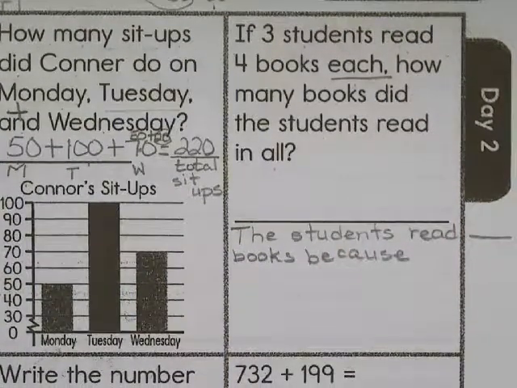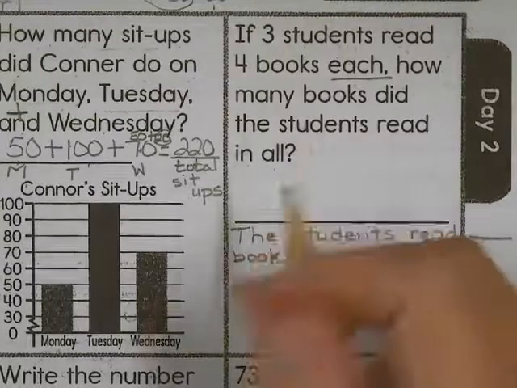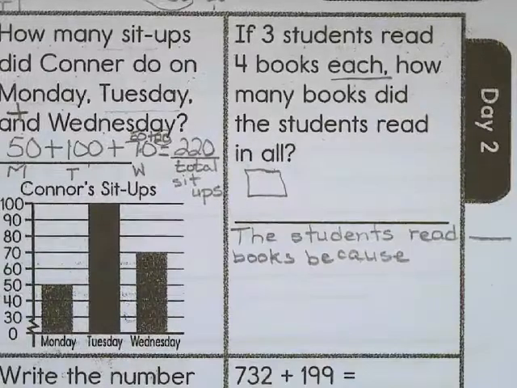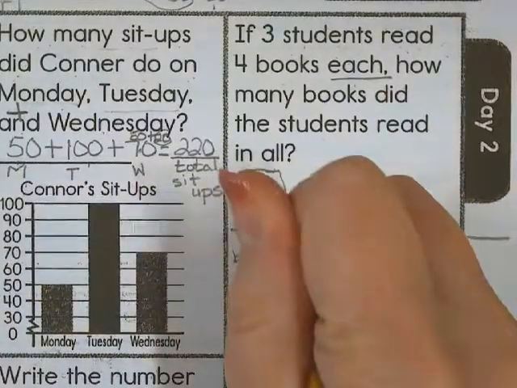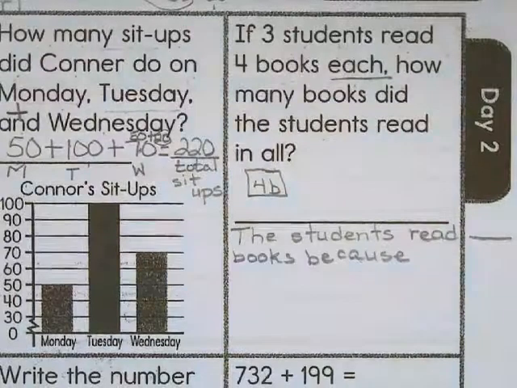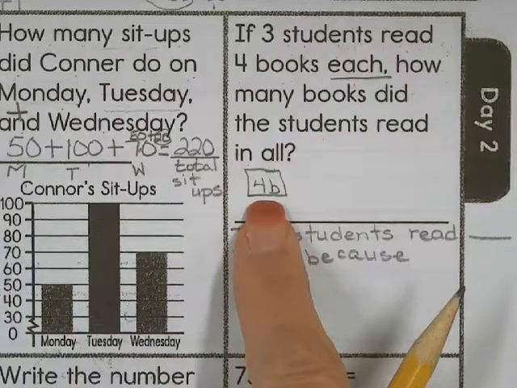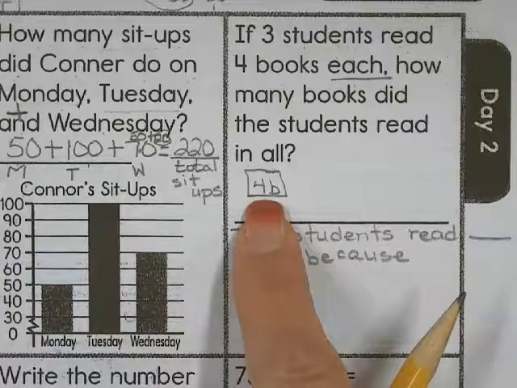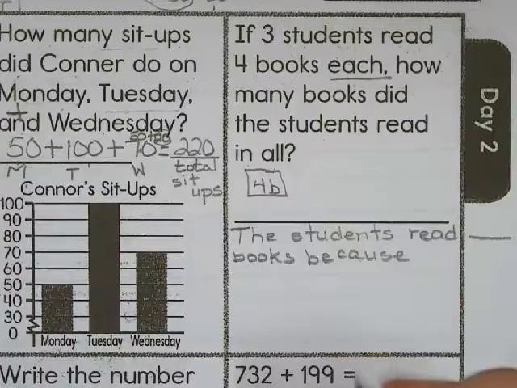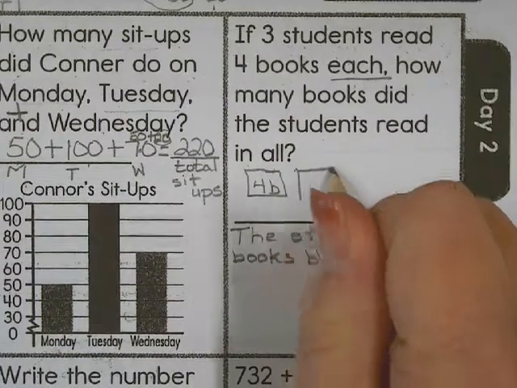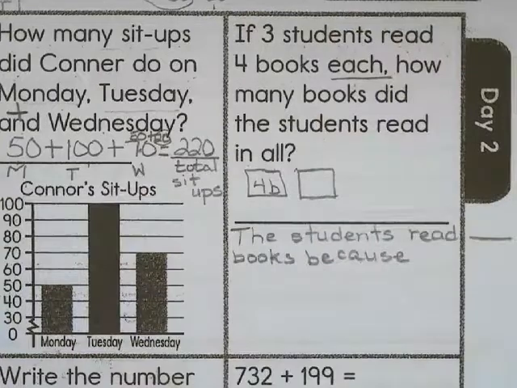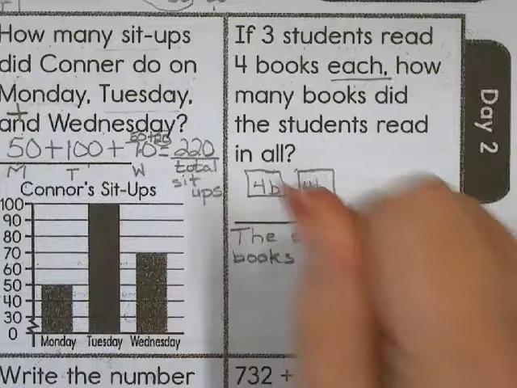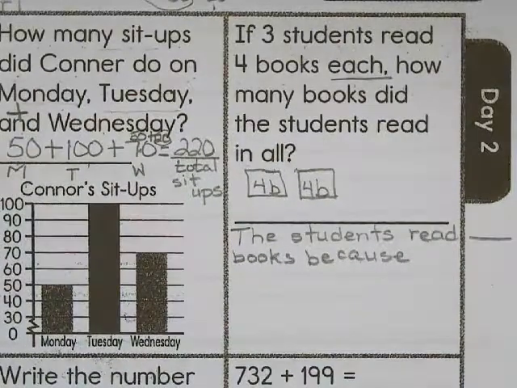Now, if we draw a picture to help us relate this to our problem, we know that the first student did what? They read 4 books. So this bar is representing the student, and in the bar, we're representing the 4 books that that person read. Then we would have another bar, and that bar could also represent a person, and in that group, we are representing the 4 books.